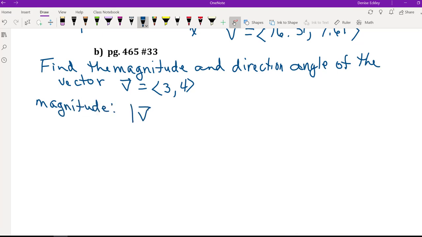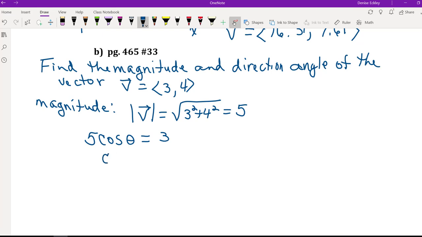So we're going to find the magnitude of v by taking the square root of 3 squared plus 4 squared. So we're going to get 5, because that's a Pythagorean triple there. Then in the x direction, we have 5 times the cosine of theta has to equal 3. So cosine of theta is going to equal 3 over 5.